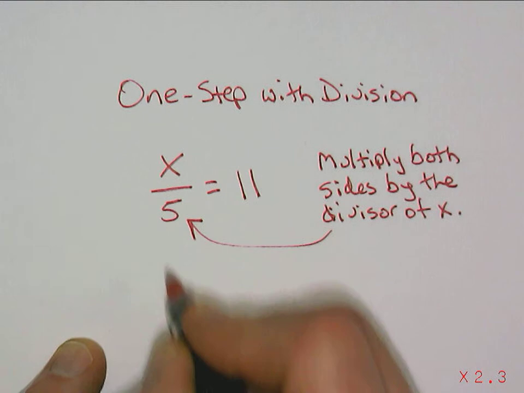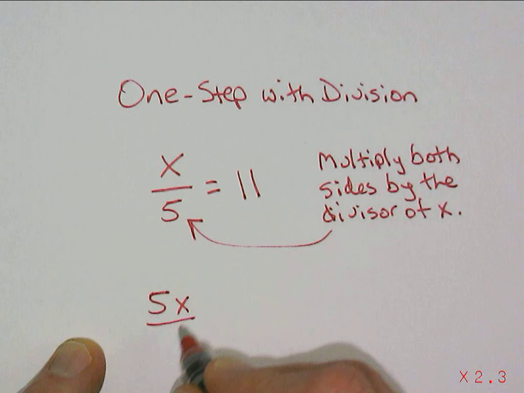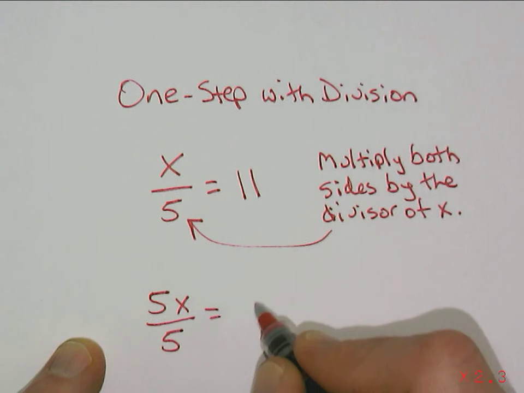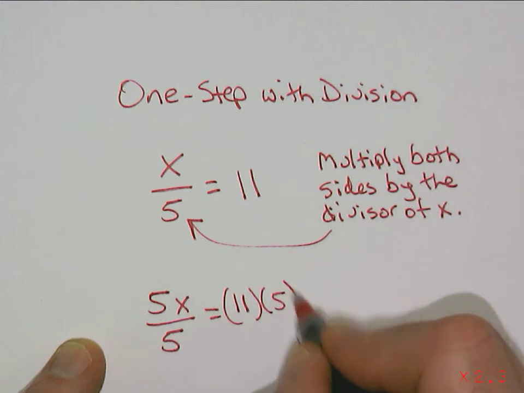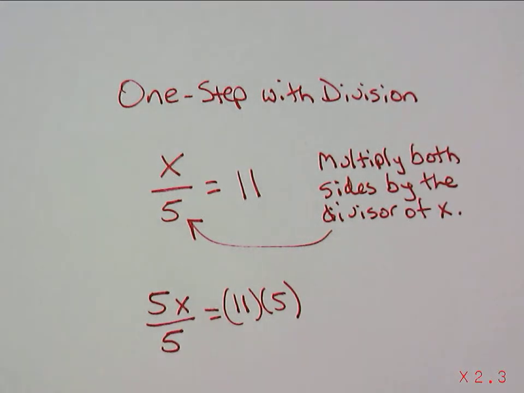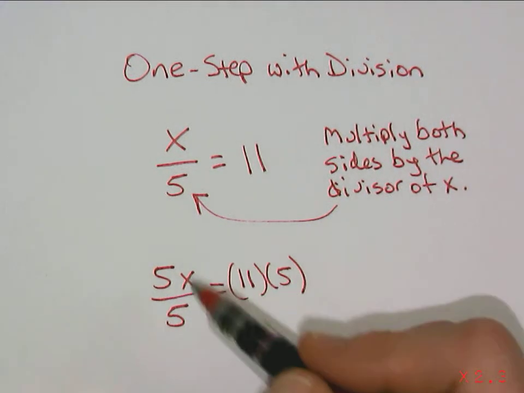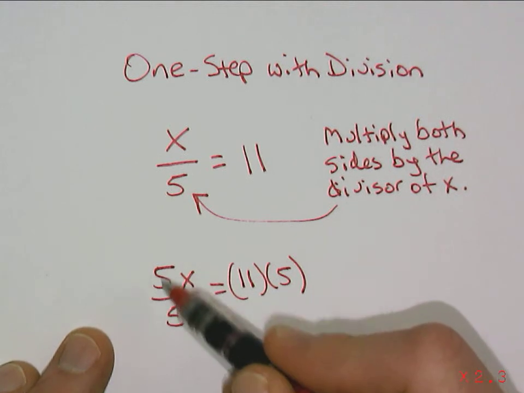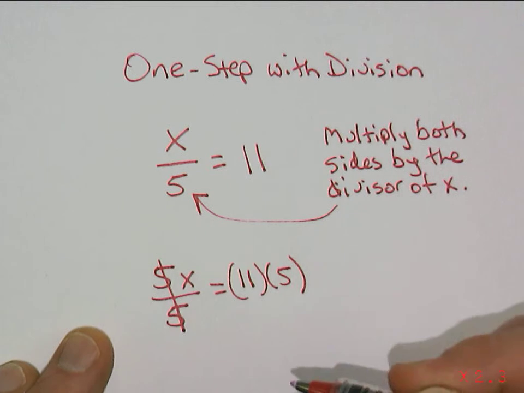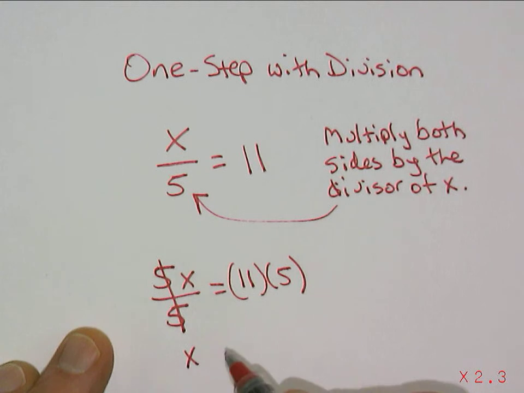So I multiply this side times 5, so I really have 5 times x over 5 equals 11 times 5. Again, I'm not going to use the multiplication sign because it looks too much like an x at this point. So what that does is it does what I wanted to do, make x all by itself. 5 divided by 5 is 1. So this really, some people say, well, this cancels. It really becomes 1. And so I have 1x, or just x, equals 11 times 5, or 55.